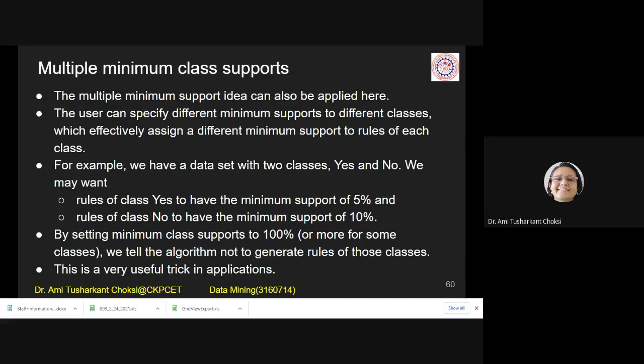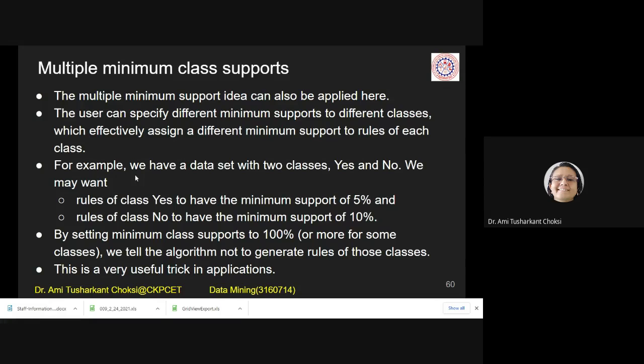We can say category. The category of bread butter is an everyday-sold item, and diamond is rarely sold, isn't it? So we need to have different minimum supports for both the items. That is the requirement of this multiple minimum class support.